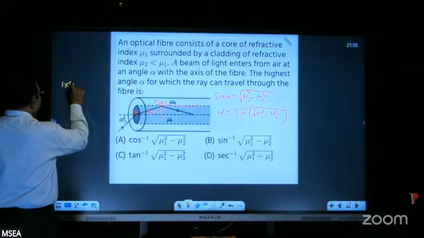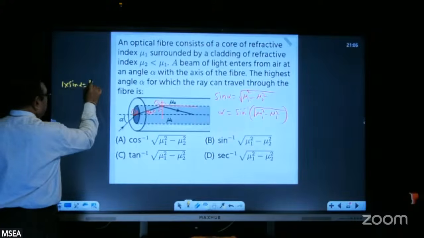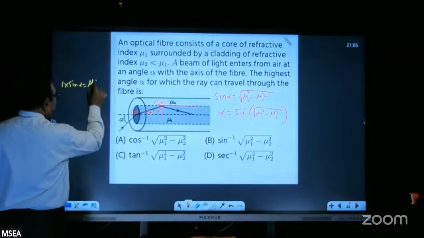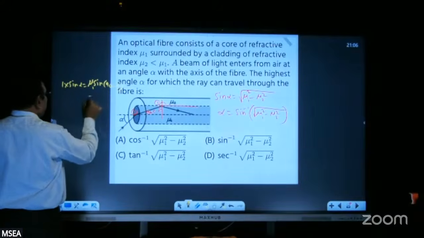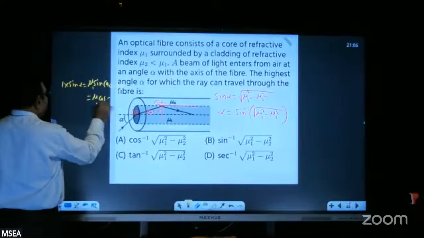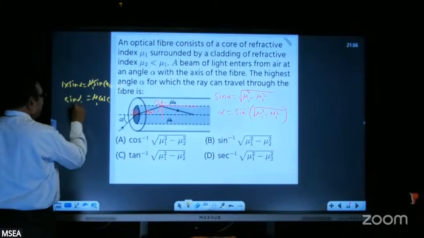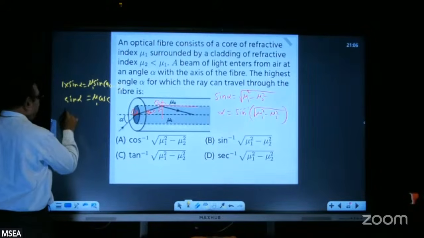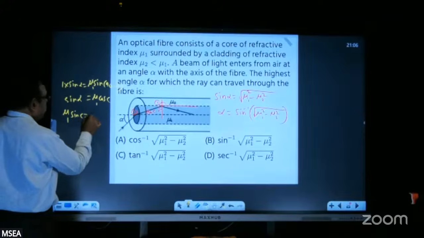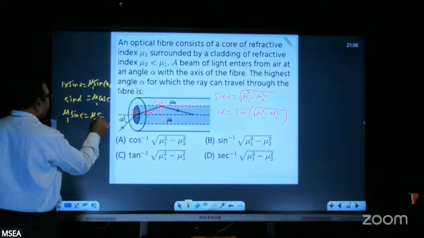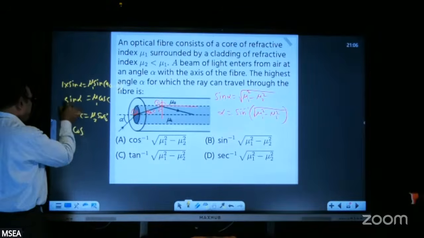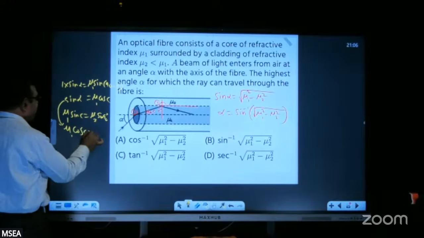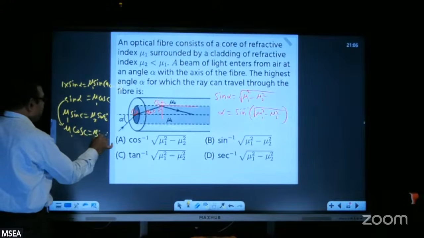So 1 into sine alpha is equal to mu1 into sine of 90 minus C, which is equal to mu1 cos C. And this is sine alpha. Also, if I use Snell's law, mu1 into sine C should be equal to mu2 into sine 90. So once again I'm writing this here: mu1 cos C is equal to sine alpha.